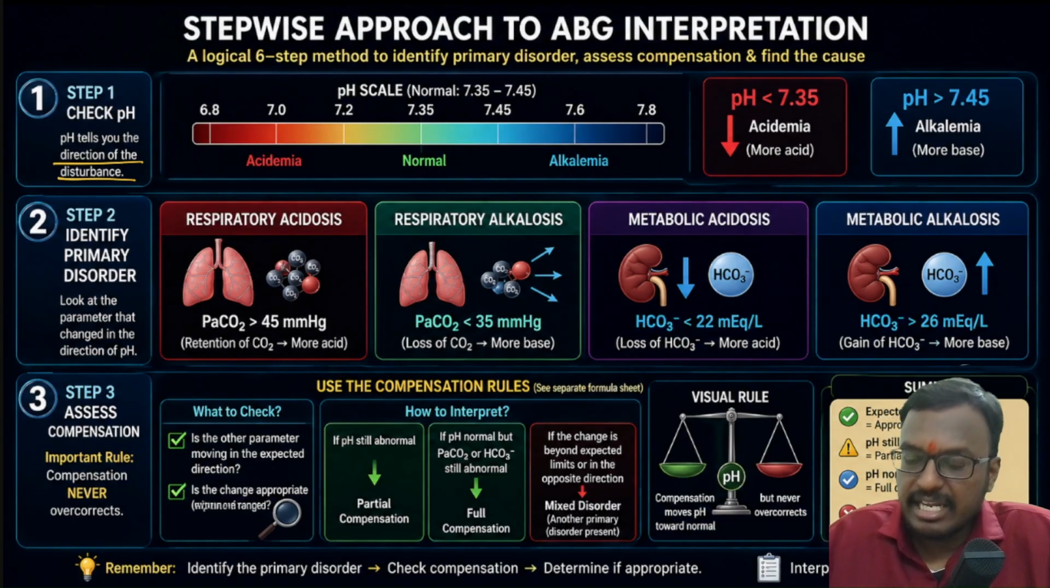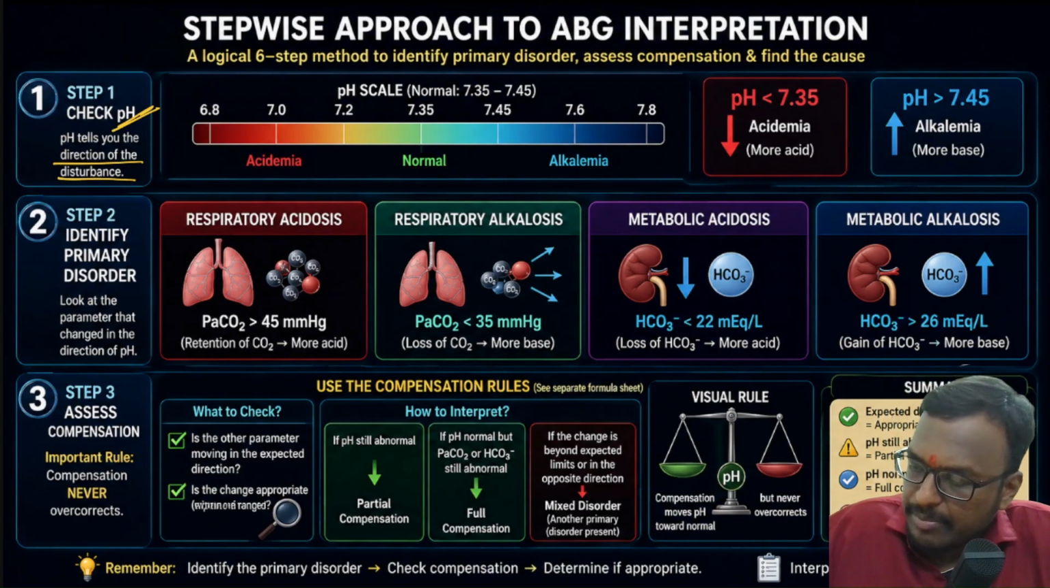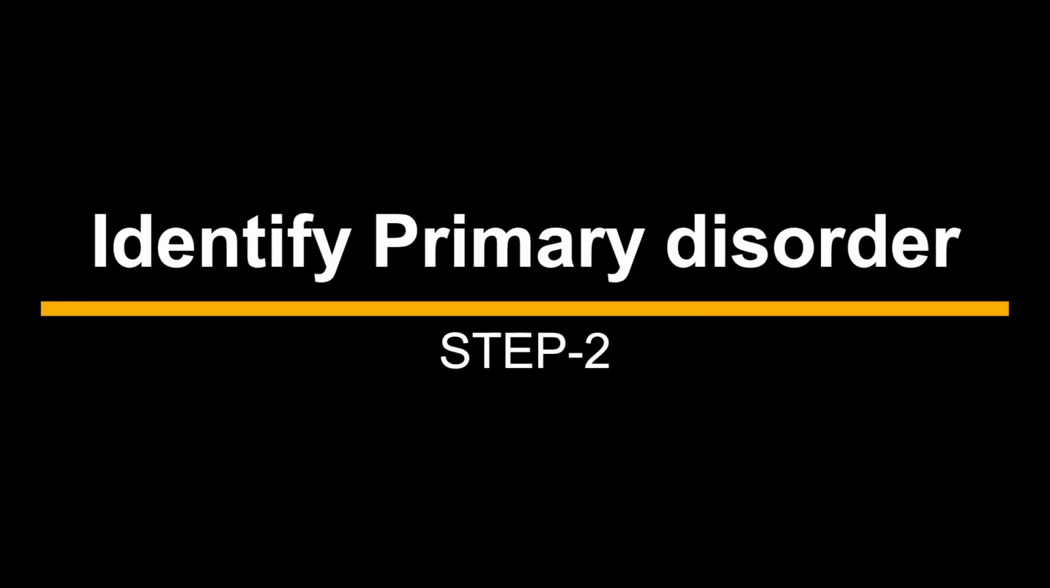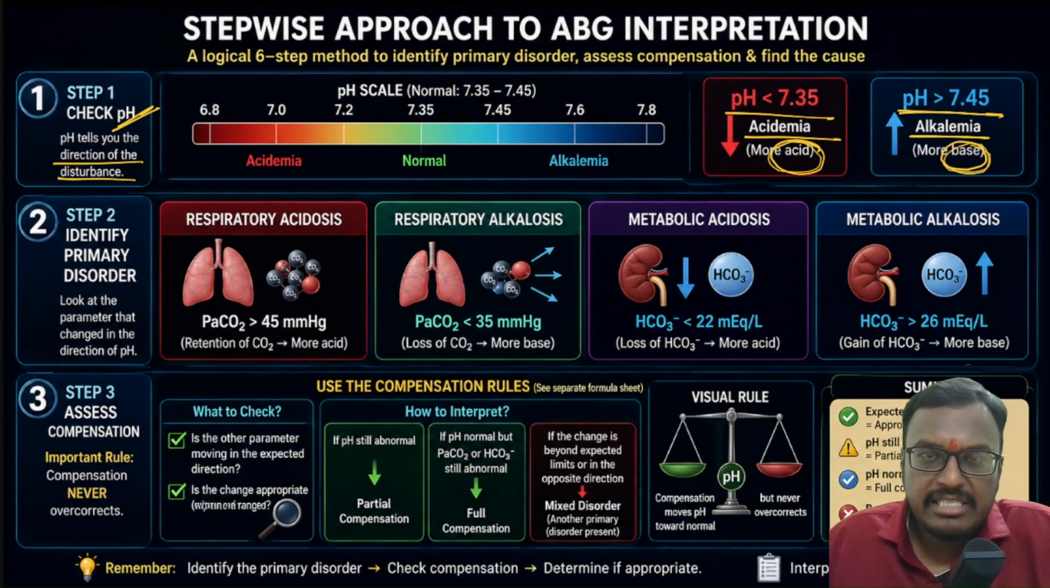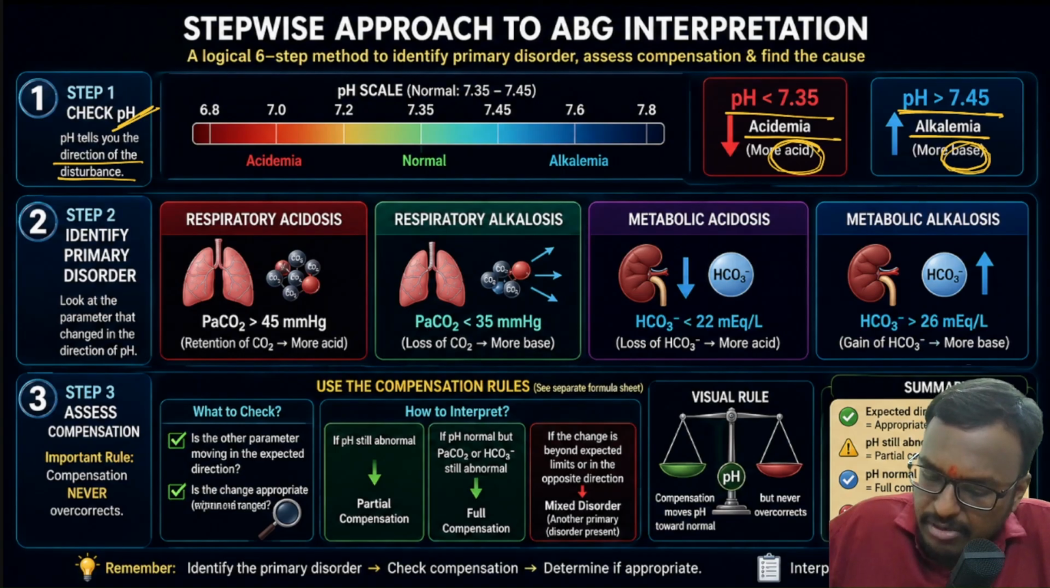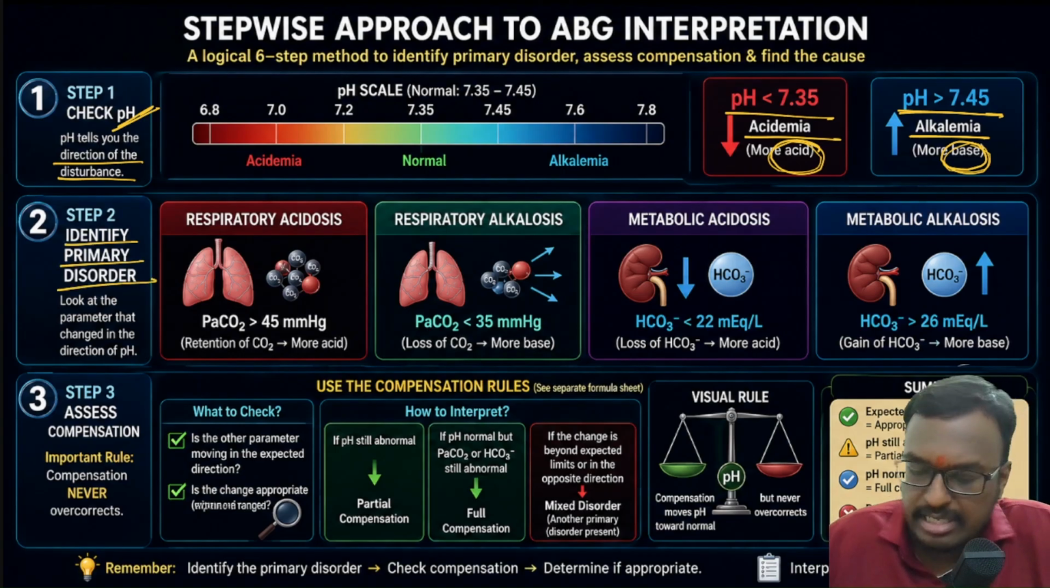Once you identify the direction of the pH change, the next step is to identify the primary disorder. As you already know, if the pH is less than 7.35, it is acidemia, that is more acid is the problem. And if the pH is more than 7.45, it is alkalemia, more base is the problem. Now you have decided whether it is acidic or alkaline. Now we have to identify the primary disorder, that is the second step.